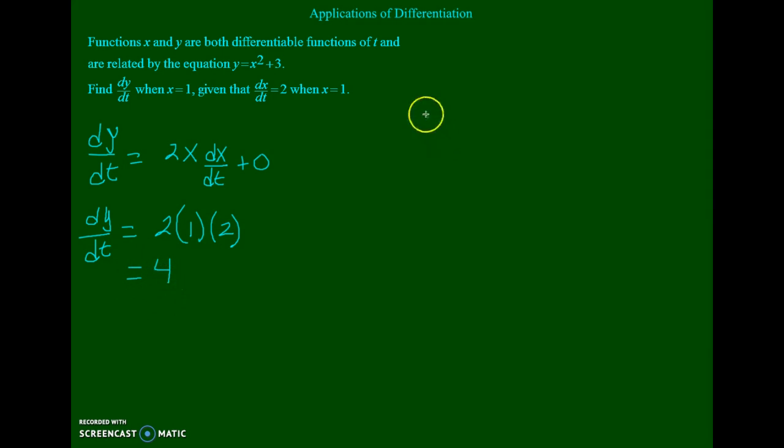Now, granted, this was a fairly trivial example, but it gives you an idea of how the rates of change of two variables are related by a third variable, in this case time. So let's go ahead and try another example.